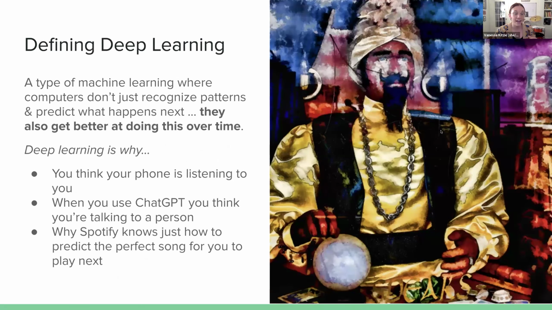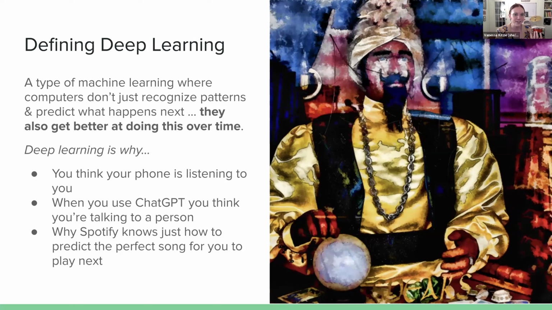And then finally, another thing about ChatGPT that we have to think about is that not only does it rely on machine learning where the computer creates the algorithm, but it relies on deep learning. This is a subset of machine learning where computers aren't just recognizing that 2, 4, 6, 8 pattern and predicting what happens next, but they also get better at making predictions over time.